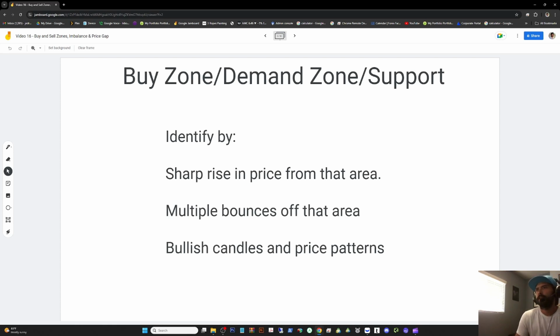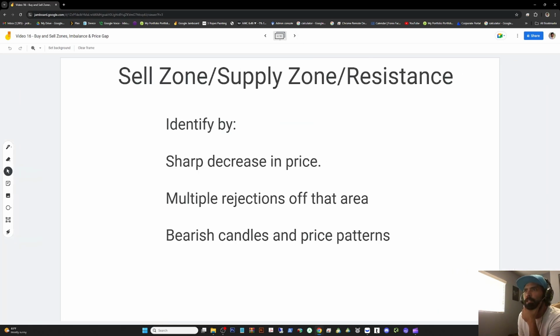The buy zone can be identified by sharp rise in price from that area, multiple bounces off that area, bullish candles, and price patterns. The sell zone can be identified by sharp decrease in price, multiple rejections of that area, bearish candles, and price patterns.